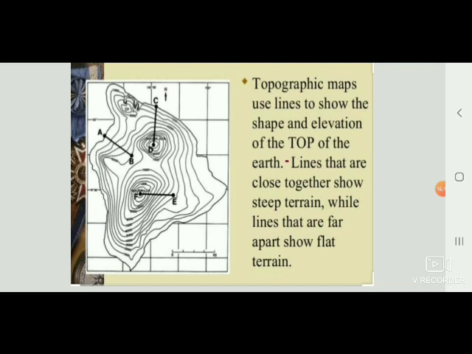Looking carefully at the image on the screen, we can see that if the lines are closer to each other, then the change in the variable is steep, and if the lines are away from each other, then it is gentle. We get an idea of the natural trend of the distribution of the variable with the help of the isopleth maps.